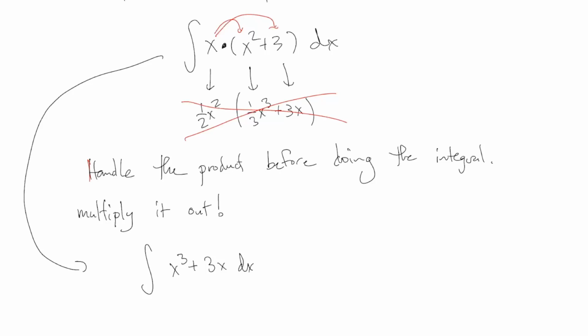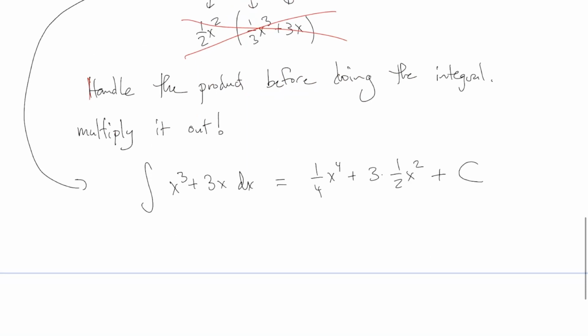Now I'm actually going to do the antiderivative, and I do the rule with the exponent. So x cubed becomes 1/4 x to the 4, plus 3x becomes 3 times 1/2 x squared, and then plus c as always. So multiply it out. This is how you should handle products inside the integral. You have to actually do the multiplication first and then do the integral.